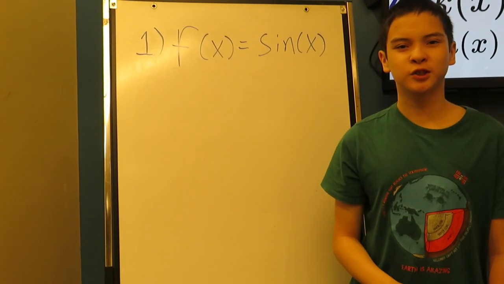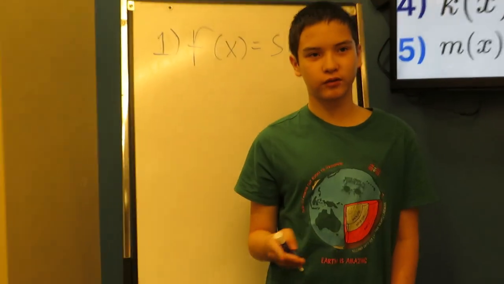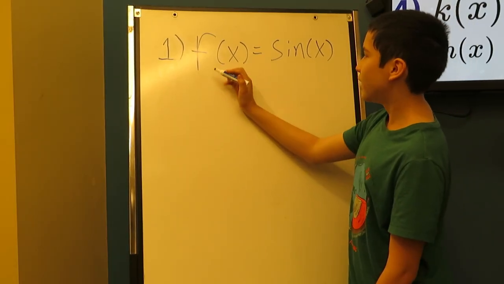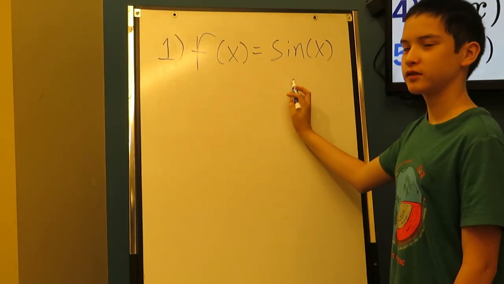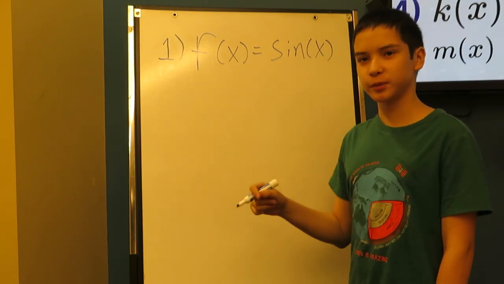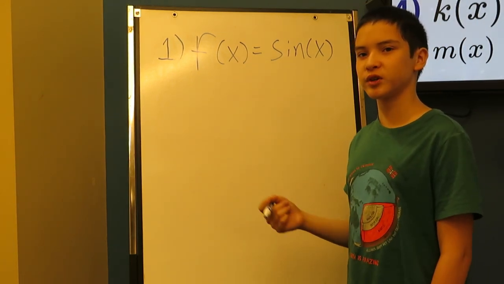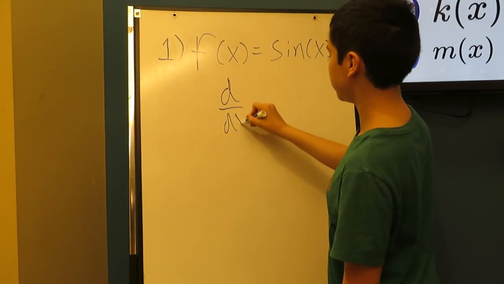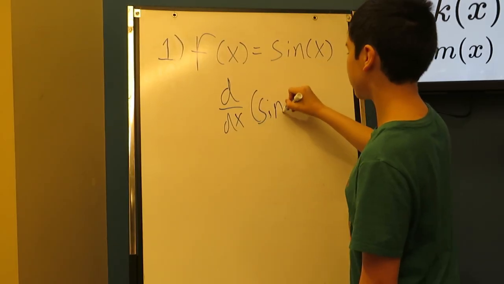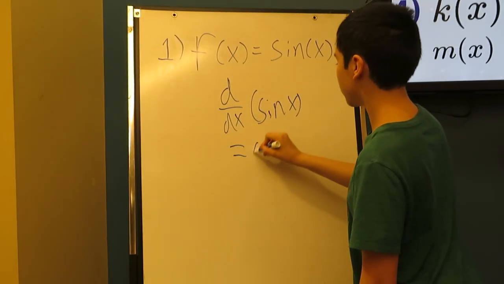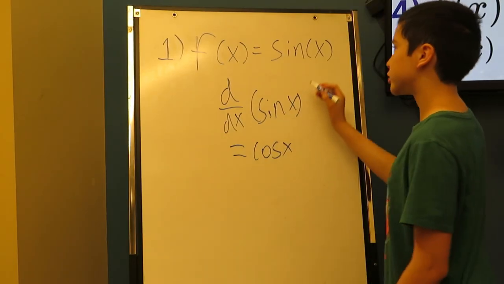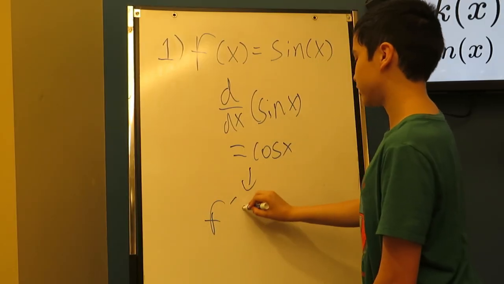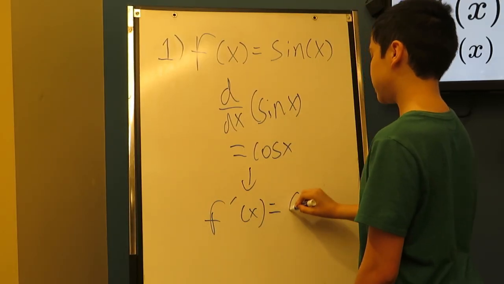Okay guys, let's go through with the first question of the practice set. We have f of x equals sine of x. So now, if you remember from our 6 basic differentiation rules for trigonometric functions, we have the derivative of sine of x equals cosine of x. So since this is just sine of x, you would then get that the derivative is just equal to cosine of x.